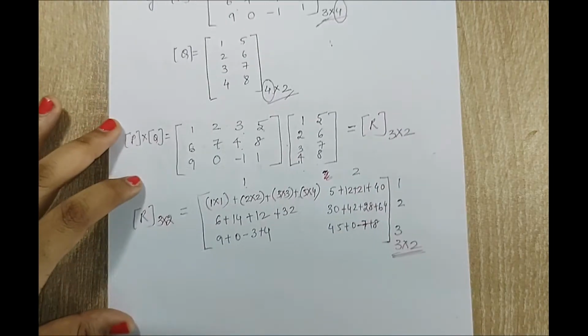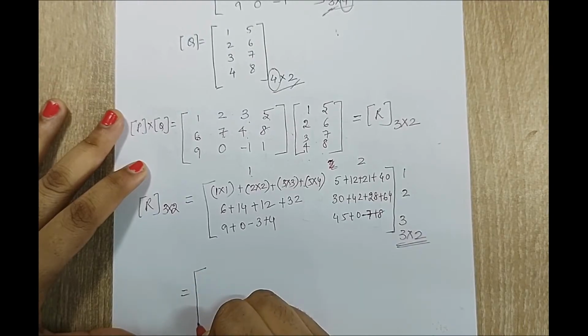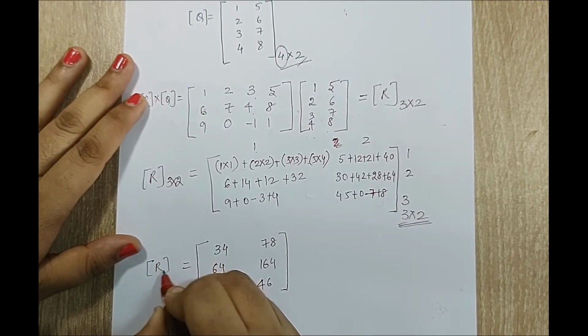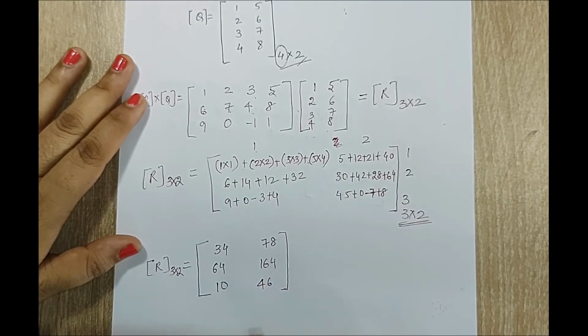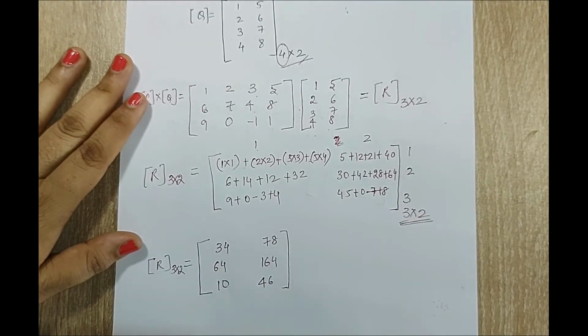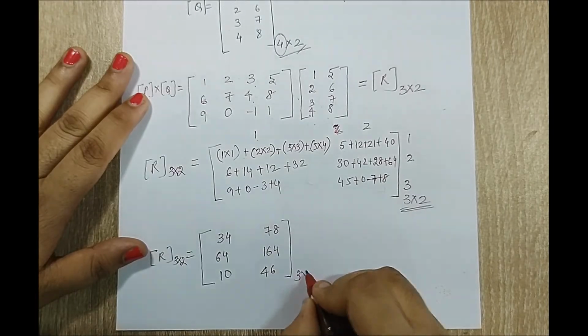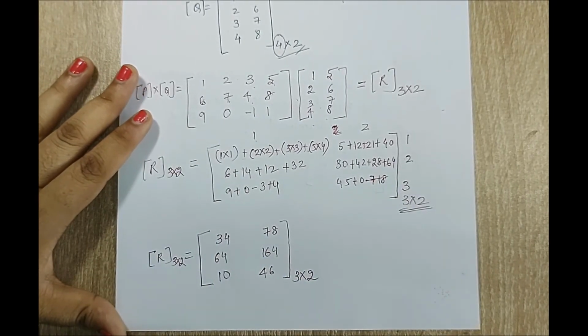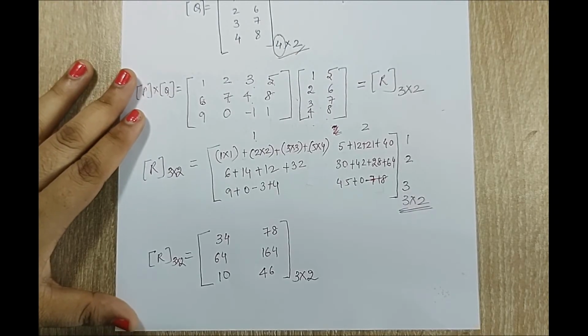These are the values that I get. Now when I sum it up, I get the matrix as, so this is the value of the resultant matrix R 3 by 2 that I obtained by adding and placing these values. So this will be a 3 by 2 matrix that you can observe. So this is how a simple multiplication of two matrices is done.